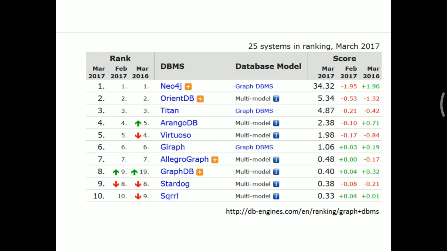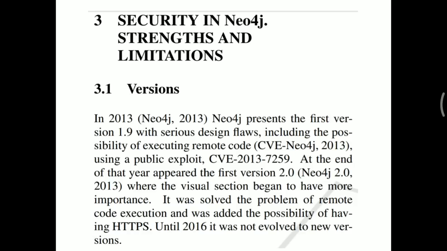These are the popular databases that are used, and their rankings: Neo4j, OrientDB, Titan, ArangoDB, Virtuoso, AllegroGraph, GraphDB, Stardog, and others. As we all know, SQL is the most popular nowadays. And now the security concerns: the main security concerns in Neo4j, that is in a graph DBMS, and its strengths and limitations.